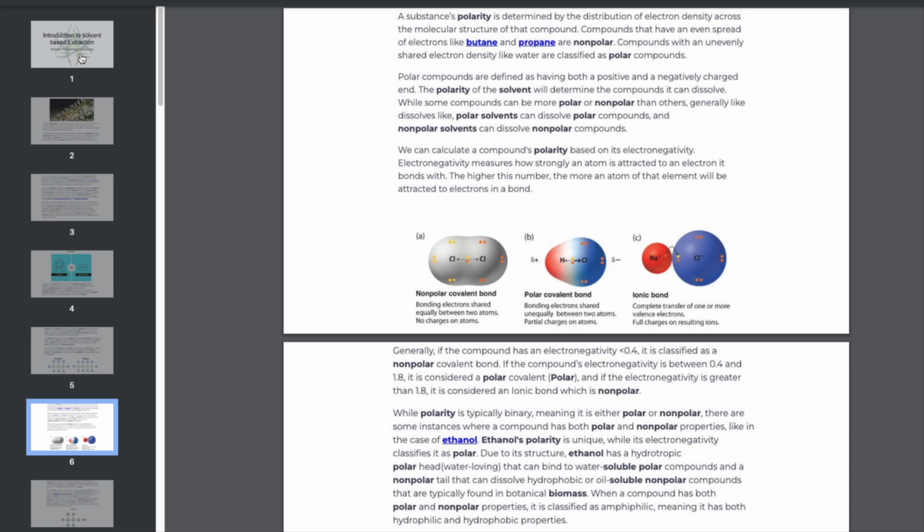So in diagram A, let me see if I can pull, I should have made a little laser pointer here, but in diagram A, we have what's called a nonpolar covalent bond. Bonding electrons shared equally between two atoms. There are no charges on the atoms. And then in diagram B, we have a polar covalent bond, okay? Bonding electrons shared unequally between two atoms, partial charges on the atoms. And then in diagram C, we have an ionic bond, which is a complete transfer of one or more valence electrons, full charges on the resulting ions.